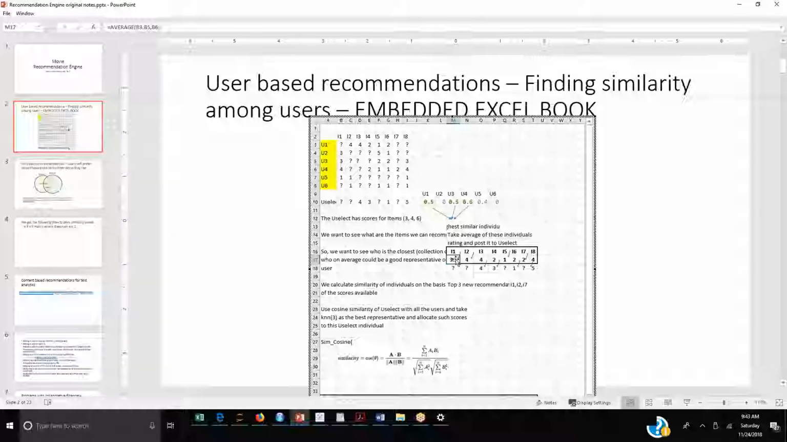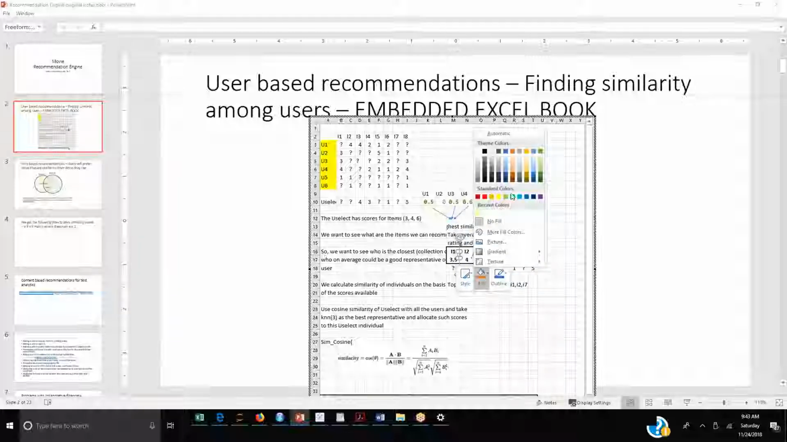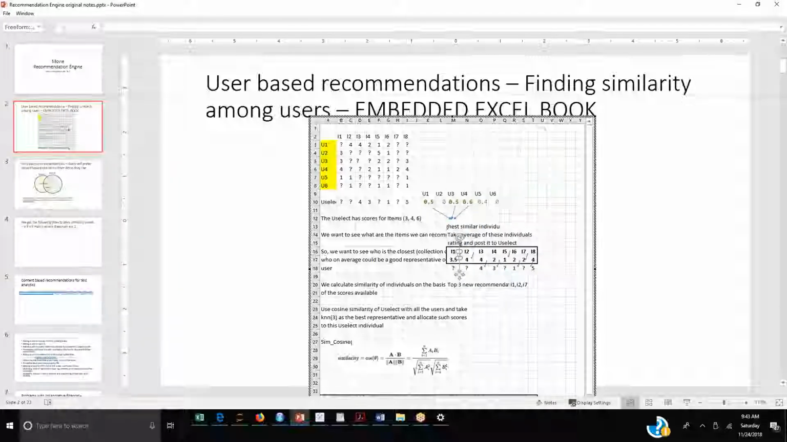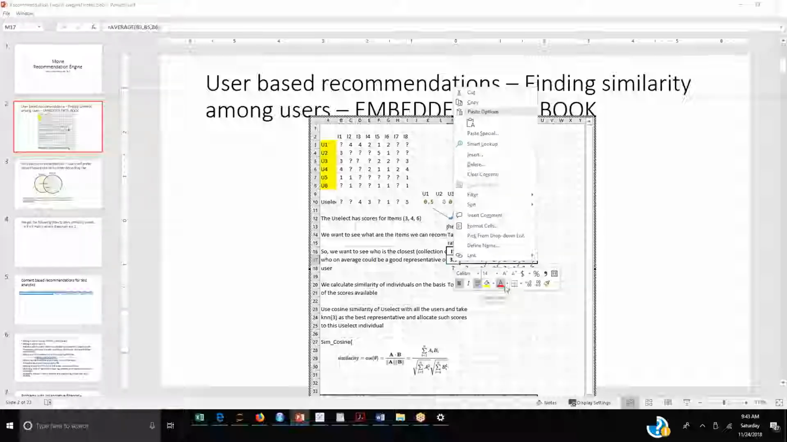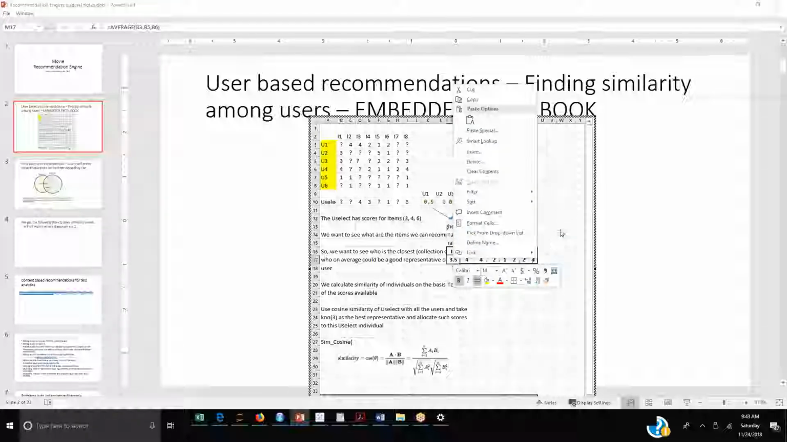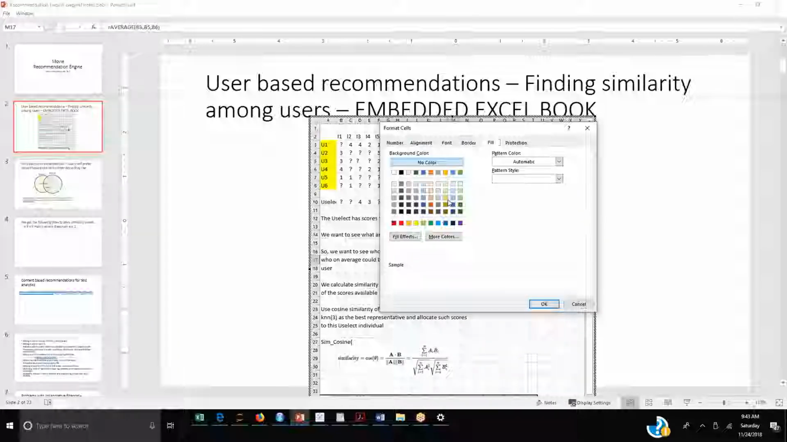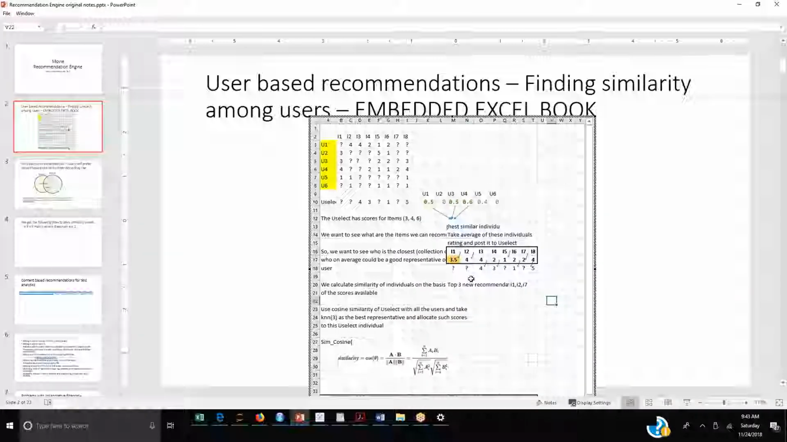Everybody? That is what this one is, right? So I wanted to color it. I can't color it. Format cell, let me see. Number, border, fill. You see this one, 3.5, because there are only two values there.